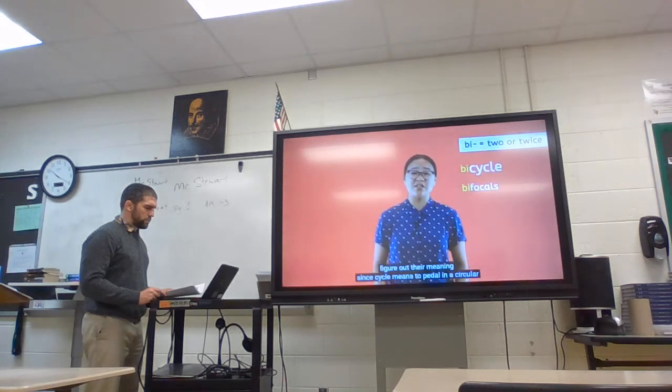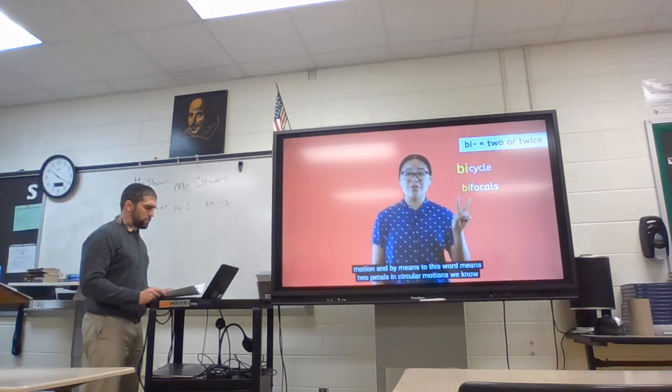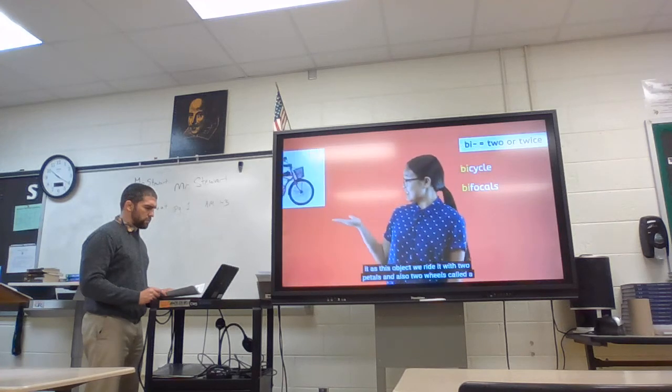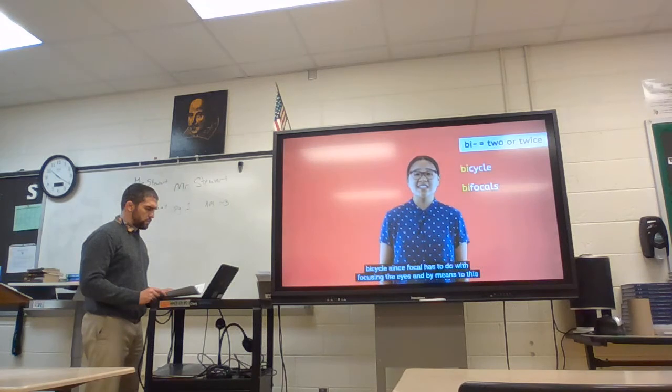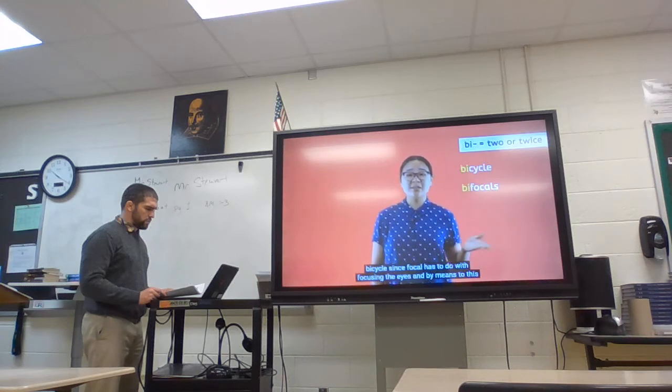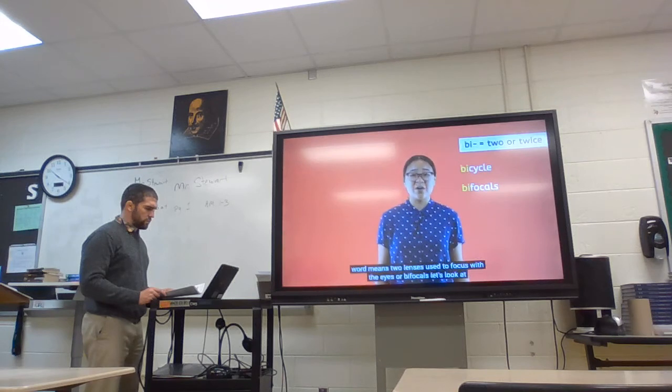Since cycle means to pedal in a circular motion, and bi means two, this word means two pedals in circular motions. We know it as this object we ride with two pedals and also two wheels, called a bicycle. Since focal has to do with focusing the eyes, and bi means two, this word means two lenses used to focus with the eyes, or bifocals.